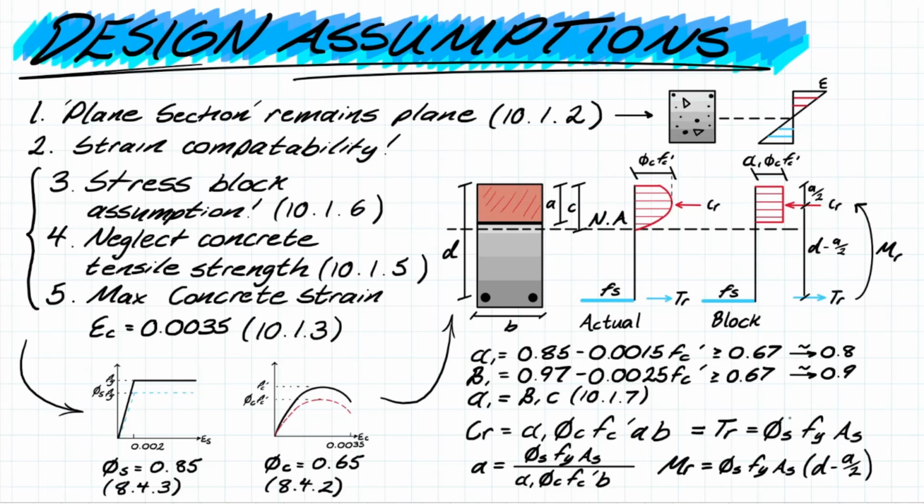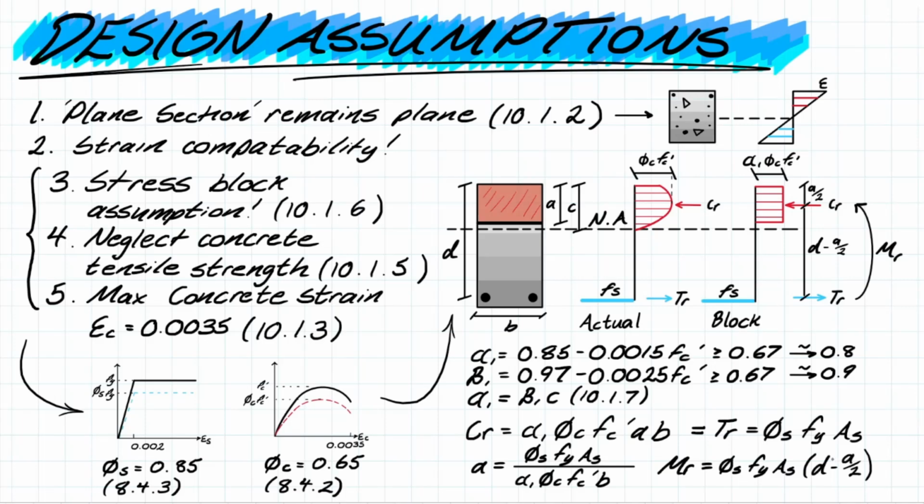And once again, for equilibrium's sake, if we have one force here and another here, for equilibrium to be satisfied, these forces have to be equal. So CR is equal to TR, which then allows us to rearrange those equations to solve for A, which is that important variable that we were talking about earlier, which is the depth of our compressive block. Now, why is this important? This is important because to get the moment resistance, you need to use that design parameter A.